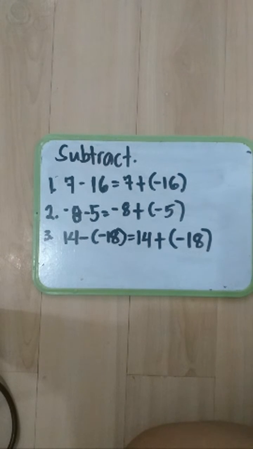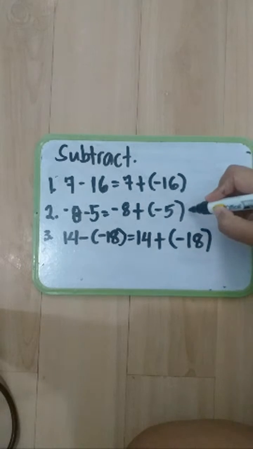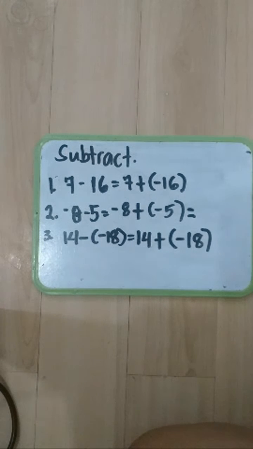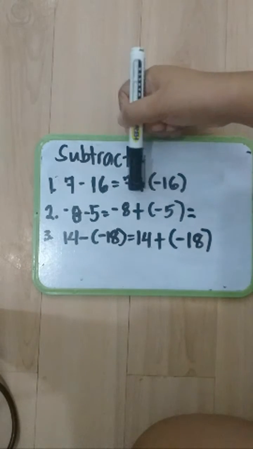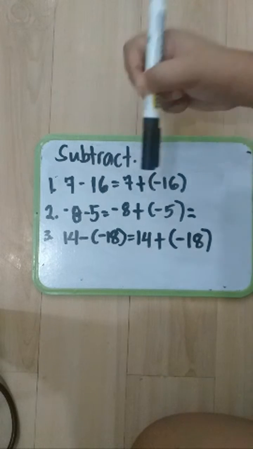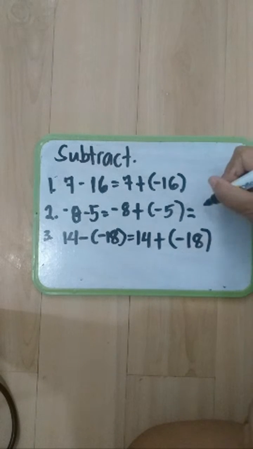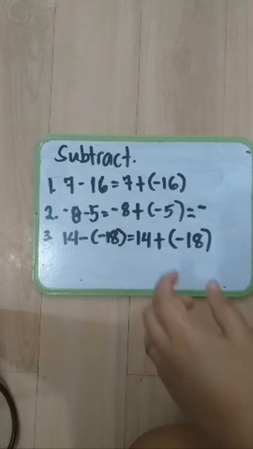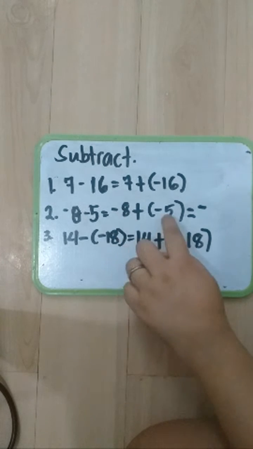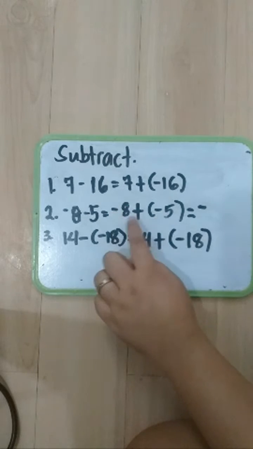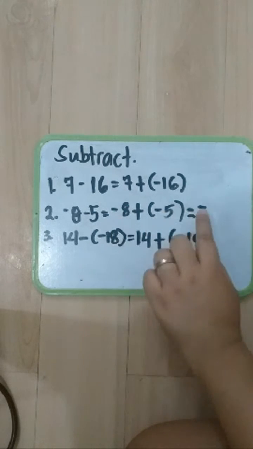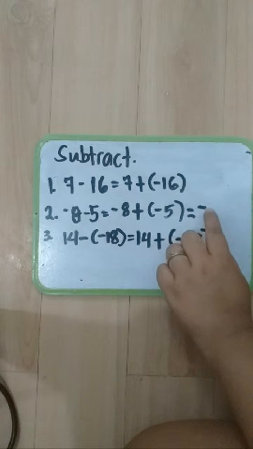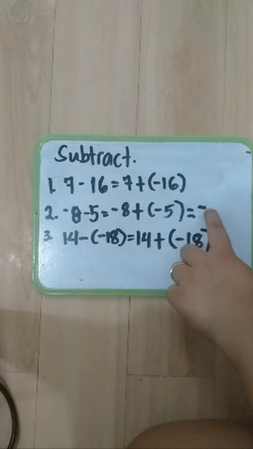Okay, for number 2, class, katulad nung kanina, same sign sila, di ba? Pareho silang negative. So, kung parehong negative yan, ang sagot dapat niyan ay negative. Kapag copy the sign, same silang negative, ang sagot ay magiging negative din. And then, you have to add the absolute value.